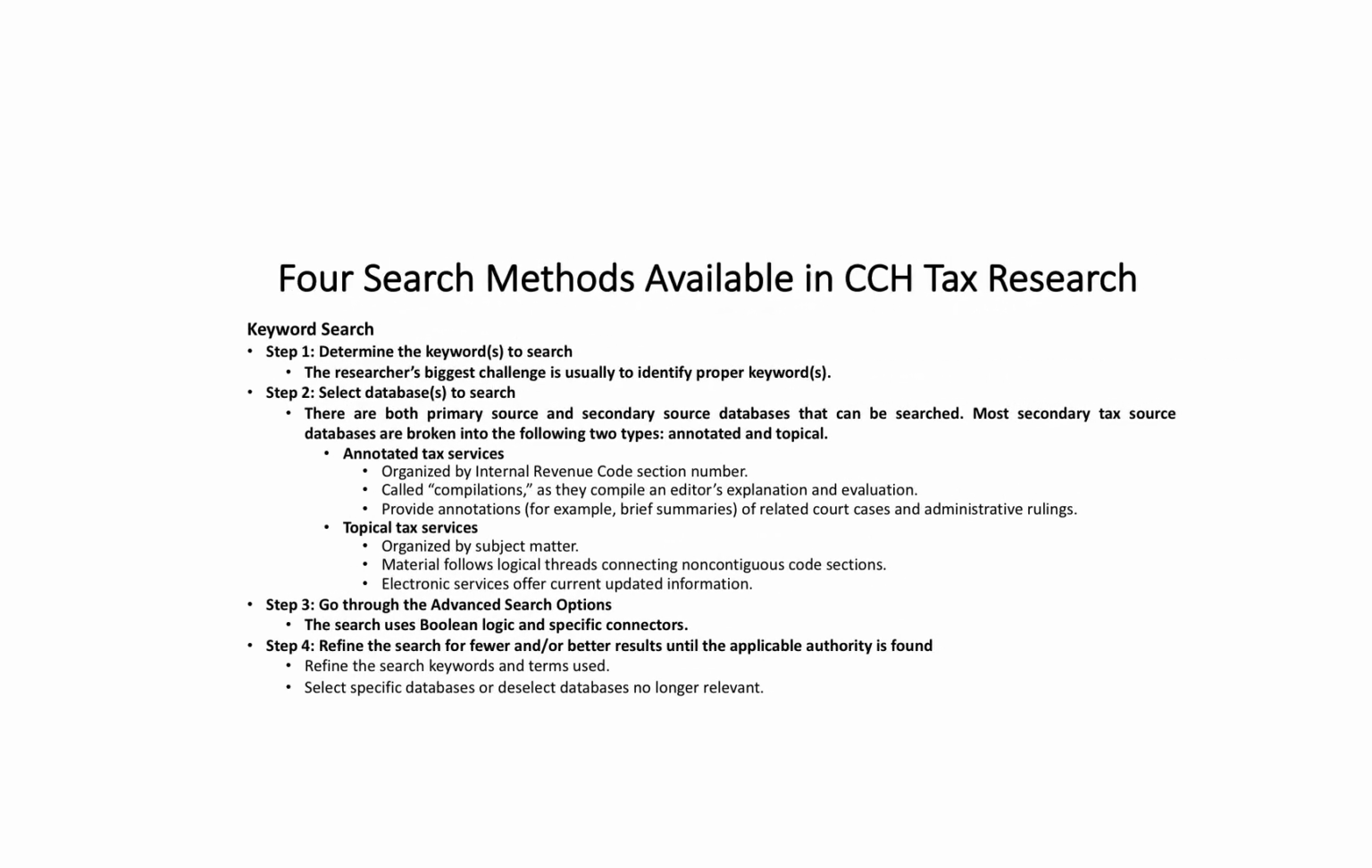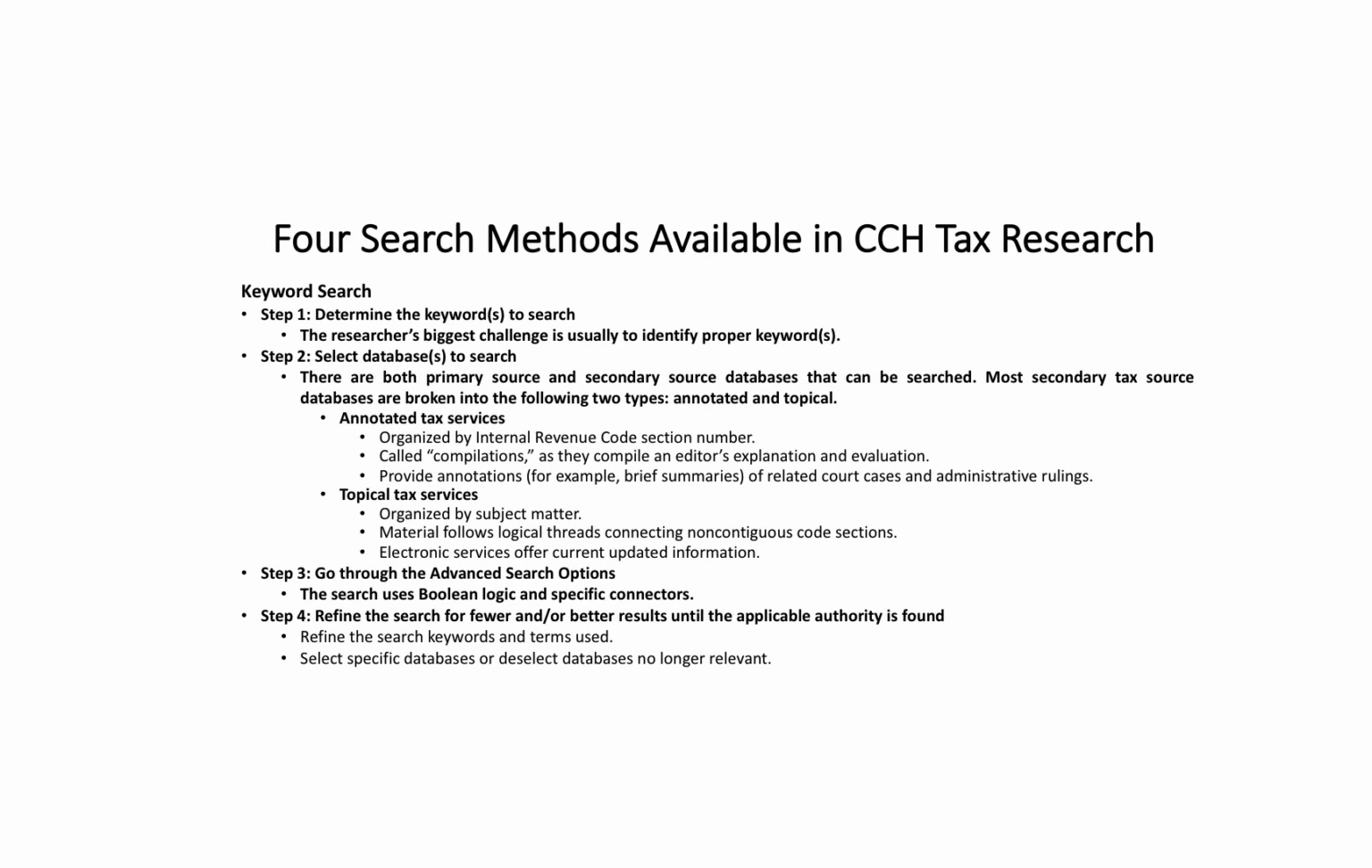Okay, we're going to finish off our slides talking about the 4 search methods available in CCH Tax Research. And I'm going to go through these when we actually look at the software. I'm going to show you where you would find these different 4 searches. So let's start with the most common, the keyword search. If you are a brand new tax attorney or tax accountant or tax professional, that's the most likely of the 4 types of searches you would use.